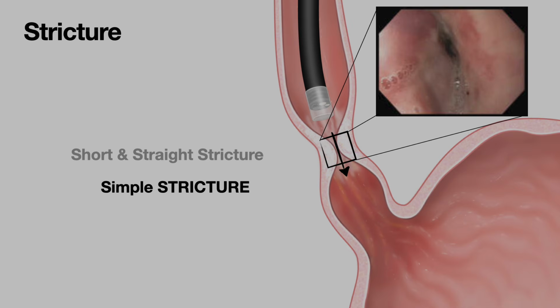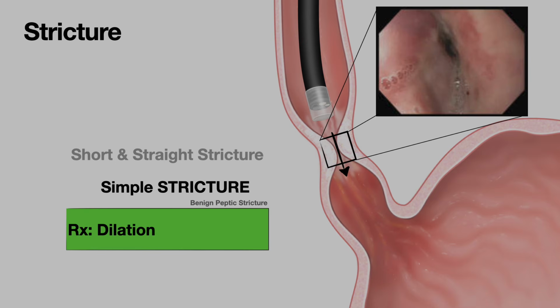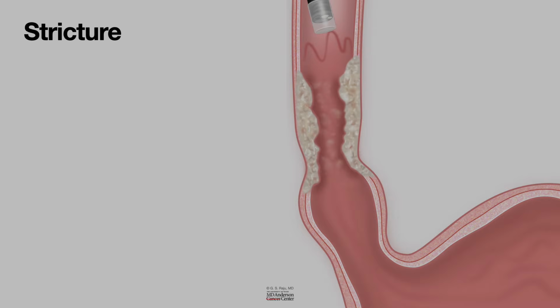It is what we call simple stricture. A benign peptic stricture is a classic example. All you do is you can dilate with whatever you want for short straight strictures, typically with a balloon. Or you could use a bougie. On the other hand, here is a stricture.